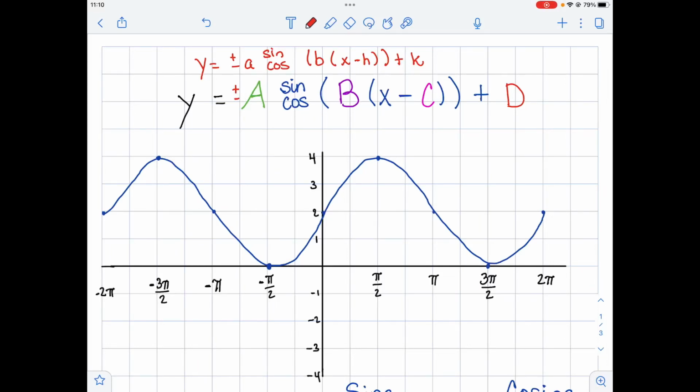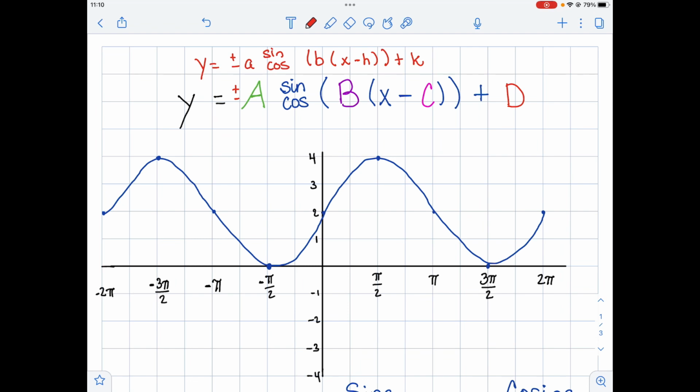These notes are going to go over how to create an equation from a graph of sine and cosine. So first let's talk about the formula, the basic template. In the classroom we wrote y equals, and we could have a positive or a negative in front of the a value, a sine or a cosine, and then b, and then parentheses x minus h, and then plus k.